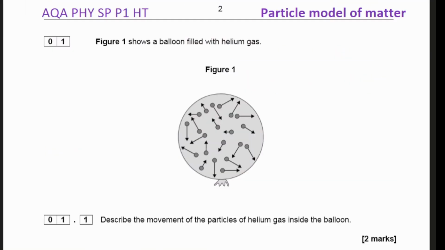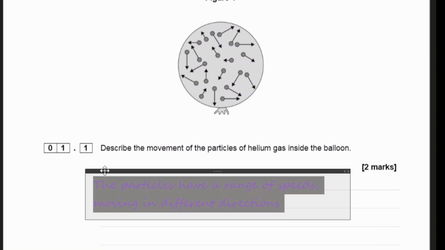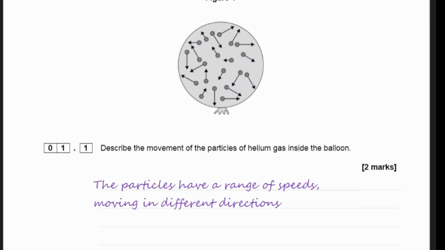Question 1 is on the particle model of matter. Figure 1 shows a balloon filled with helium gas. Describe the movement of the particles in helium gas inside the balloon. The arrows show the direction in which the particles are moving inside the balloon, and you can see they are in different directions, so we can describe them as moving in random directions. The size of the arrow represents the speed at which each particle is moving, so you could say they're moving at different speeds. So the answer: the particles have a range of speeds moving in different directions. Each of those points carries a mark.